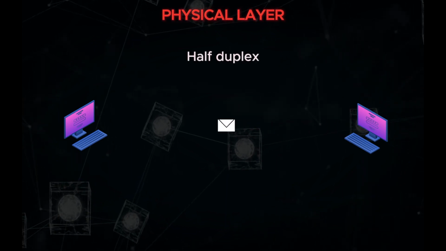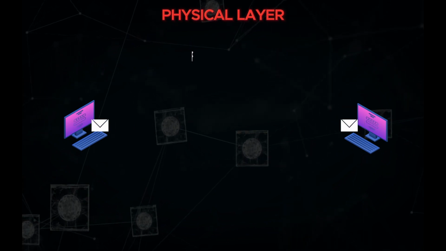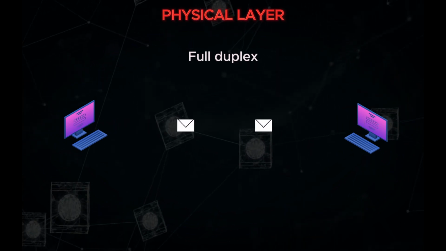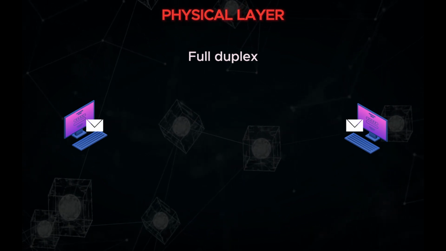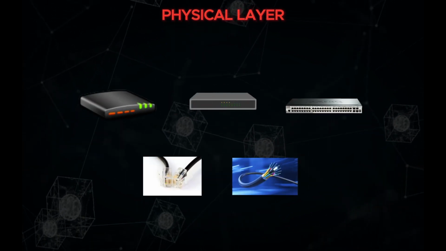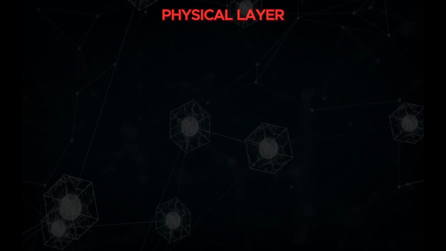In half-duplex, data can travel in one direction at a time. And in full duplex, data can flow in both directions simultaneously. The physical devices are hub, repeater, modem, and cables; these are physical layer devices.